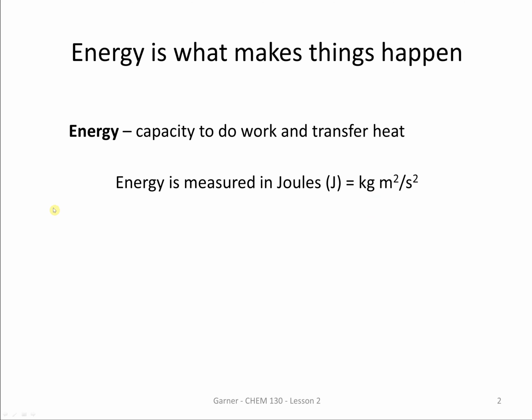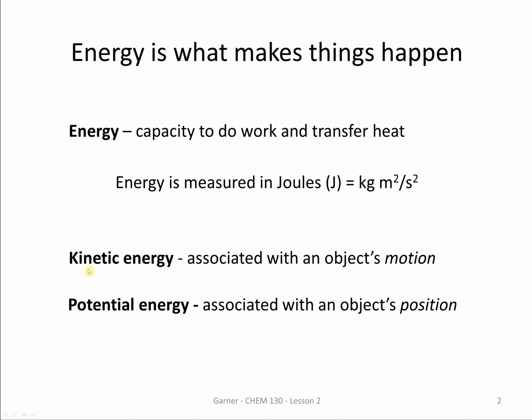So energy fits into two categories. Energy is either classified as kinetic energy or potential energy. Kinetic energy is the energy that's associated with an object's motion. In contrast to that, potential energy is energy that's associated with an object's position. We're going to see a couple of examples of each of these later on in the lecture.